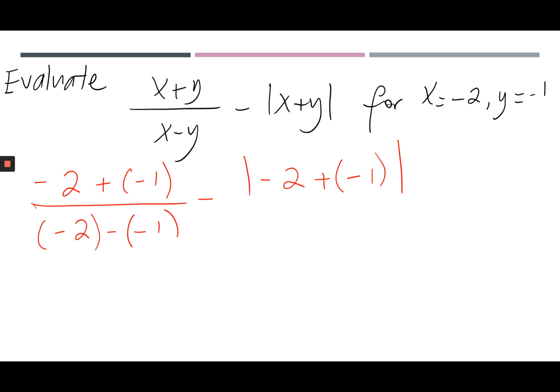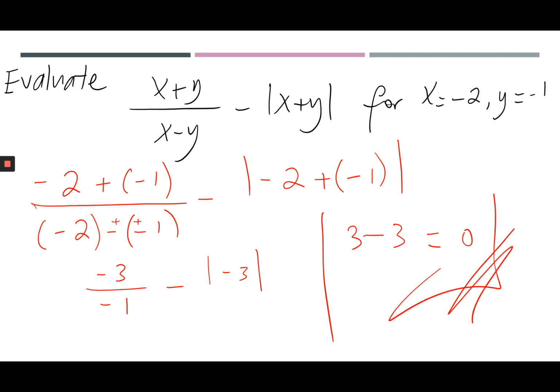First, let's start from the numerator. -2 plus -1 is -3, over -2 plus, negative is going to be plus, -2 plus 1 is -1, minus absolute value -2 plus -1 is -3. So -3 divided by -1 is +3 because negative divided by negative is positive. Minus absolute value of -3 is +3. 3 minus 3 is 0. Our answer is 0.